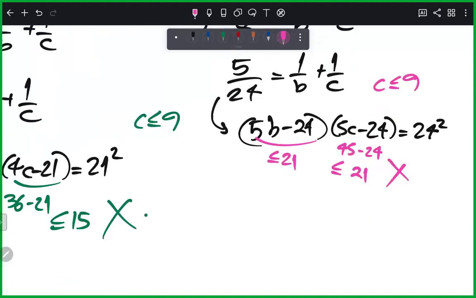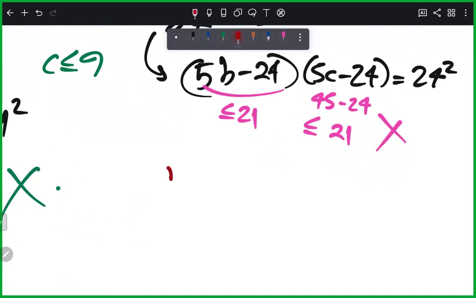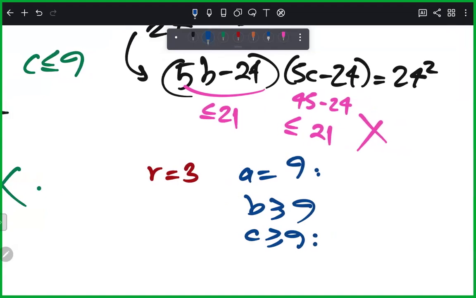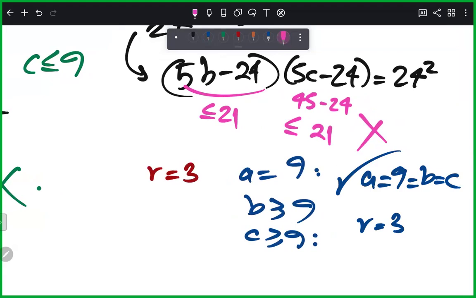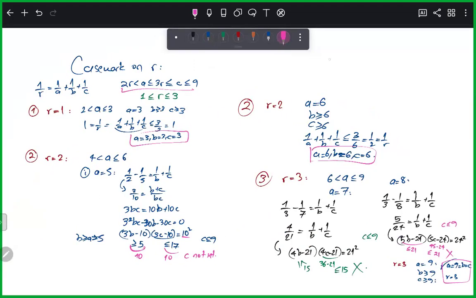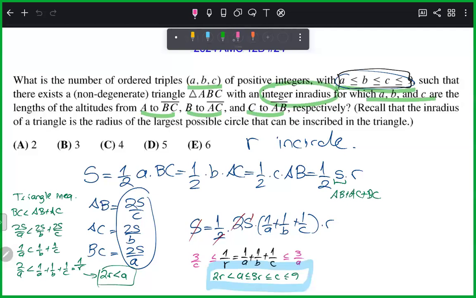The third subcase is, let's write down, so r equals 3 and a equals 9, okay? In that case, b is greater than or equal to 9, c is greater than or equal to 9, but these are all at most 9, hence we have a equals b equals c equals 9, and then we see that this indeed works and r equals 3, right? As this is the third solution that we have, in total we have three solutions. And our answer is B, 3.